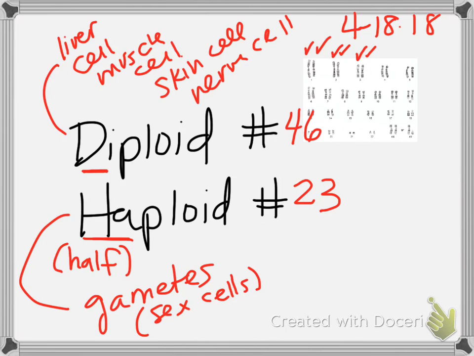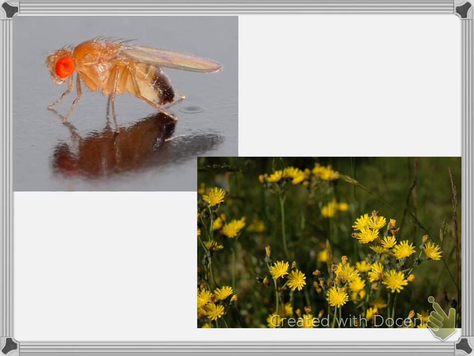Now we're back to the question. Does having more chromosomes make you more complicated or more interesting or just cooler? I'd like you to meet my friends. You can take a picture of this if you'd like. Can anybody identify either of those species?